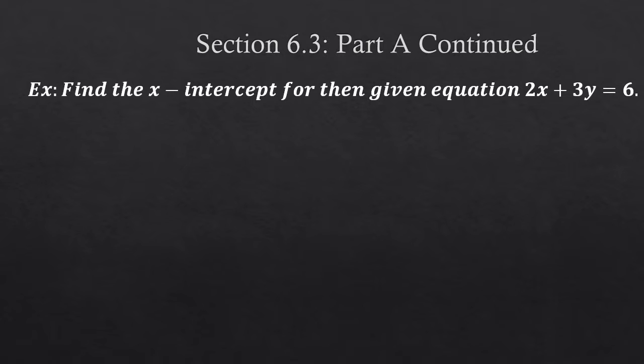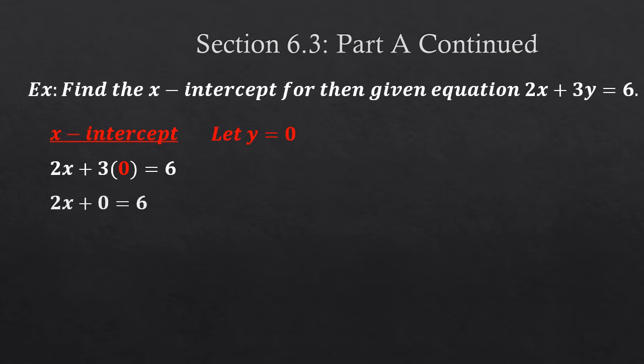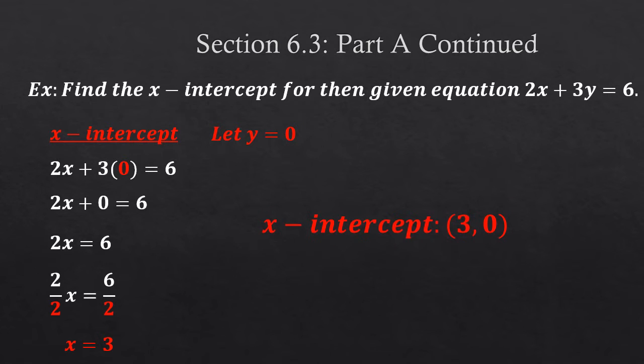2x plus 3y equals 6. Since we're looking for the x-intercept, we will substitute in 0 for y in the equation and perform the arithmetic operation. So 3 times 0 gives you 0. So 2x plus 0 equals 6, and 2x plus 0 is 2x equals 6. Divide both sides by 2. X equals 3. So therefore your x-intercept is (3, 0).